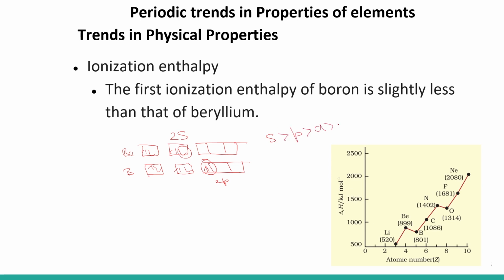Then you have d, so this is the penetration of the atomic orbitals. And due to this more penetration of the 2s orbital, it will be much more difficult to remove as compared to the boron one. So this is for beryllium. Sorry, for beryllium, it is more difficult to remove as compared to the boron one. And we see this trend.